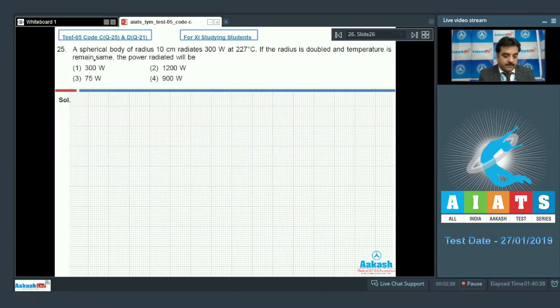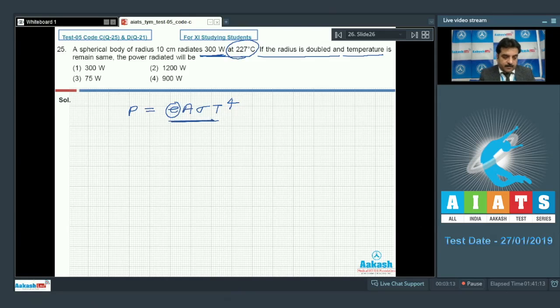In question number 25, a spherical body of radius 10 cm radiates 300 watt at 227 degree centigrade. If the radius is doubled and temperature remains the same, then the power radiated will be. So in this type of question, I am going to use the formula: power radiated equals small e, A, sigma, T to the power 4. Small e is the emissivity, A is the outer surface area, sigma you know is the Stefan constant, and T is the absolute temperature.